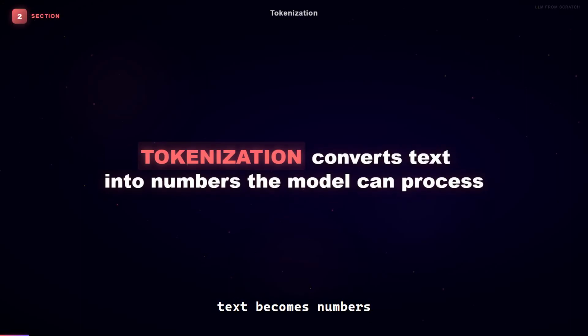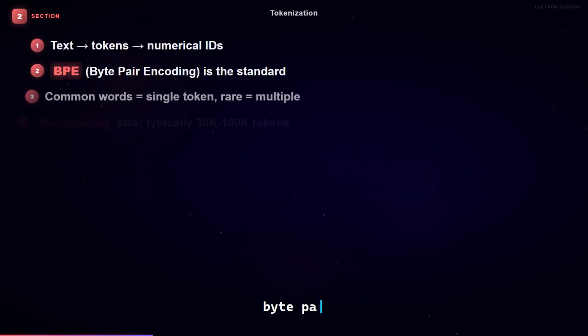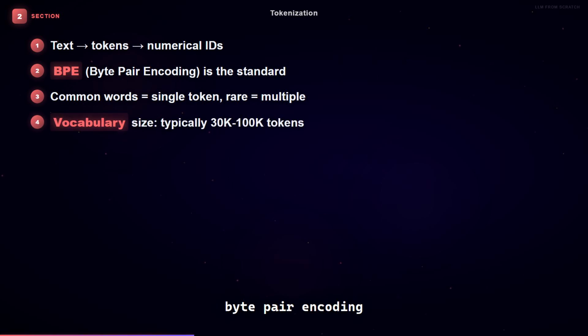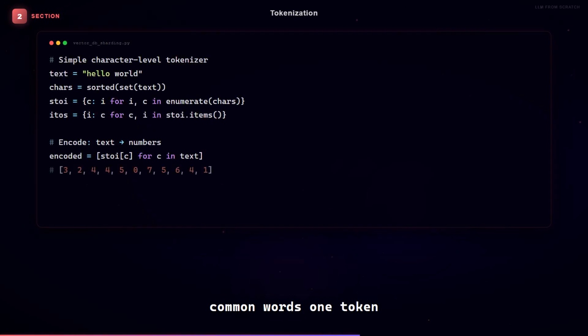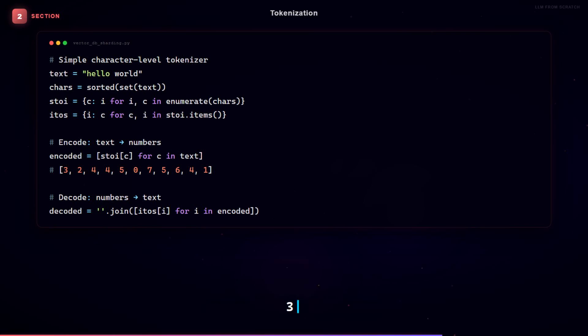Section 2. Tokenization. Before an LLM can process text, it needs to convert it into numbers. This is tokenization. The standard approach is byte pair encoding or BPE. Common words like "the" become a single token. Rare words get split into pieces. GPT-4 has about 100,000 tokens in its vocabulary. Let's build a simple character-level tokenizer first to understand the concept.